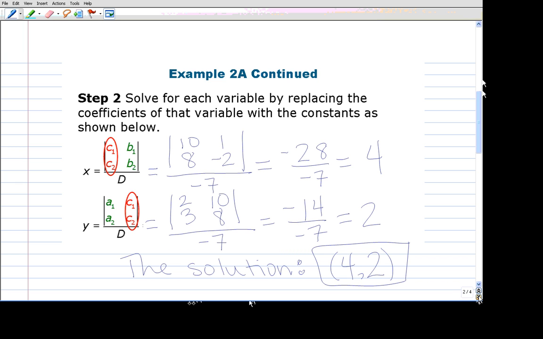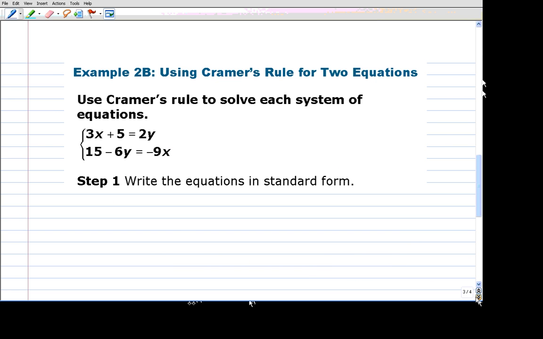Let's look at another example. So again, let's use Cramer's rule to solve the system of equations. First step, always make sure that it is in standard form. Here, these are not in standard form, so we need to do some adjustments on them. So we're going to move over that 2y, move back the 5, and so on. So now our system in standard form is going to be 3x minus 2y equals -5, and then 9x minus 6y equals -15.